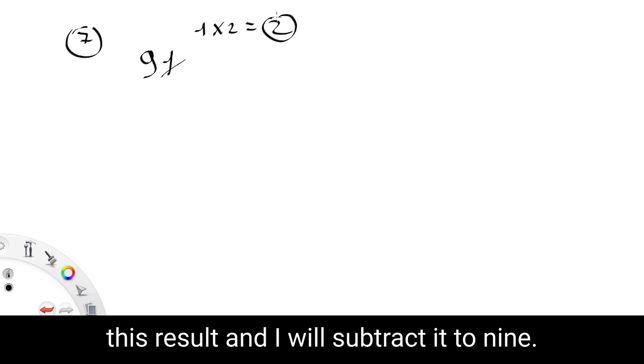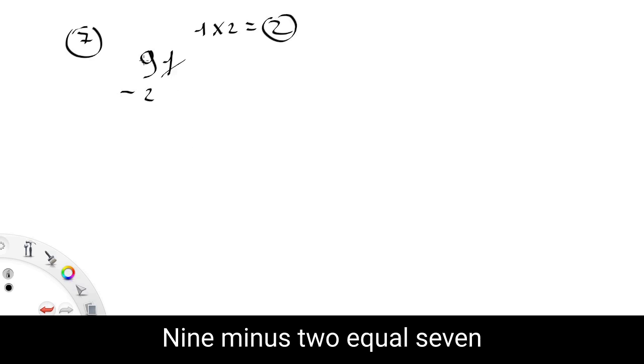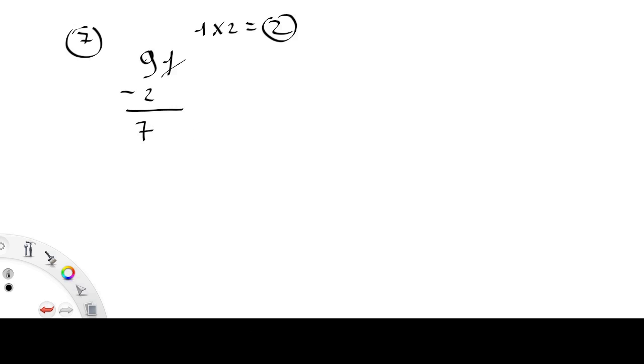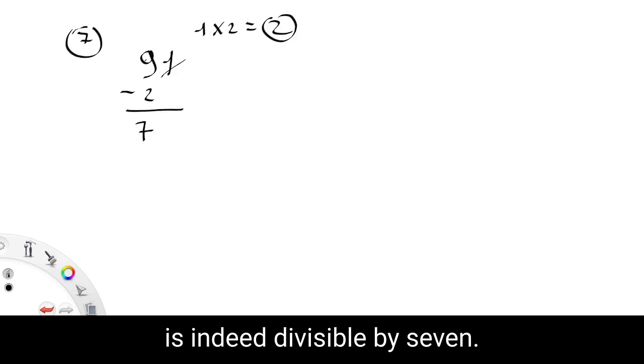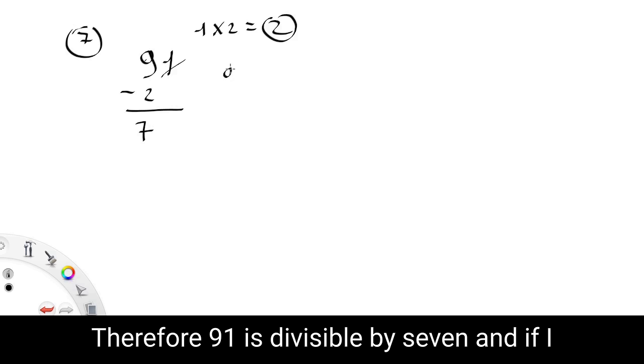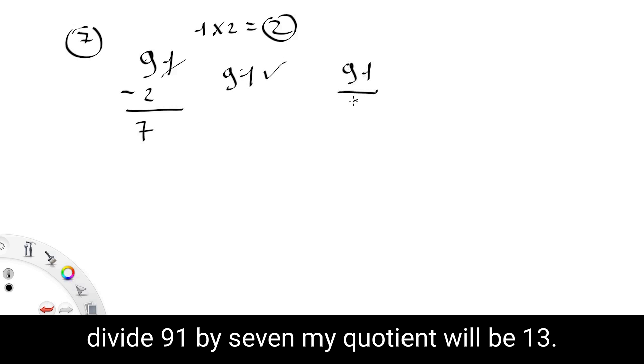I will use this result and I will subtract it from 9. 9 minus 2 equals 7. 7 is indeed divisible by 7. Therefore, 91 is divisible by 7. And if I divide 91 by 7, my quotient will be 13.